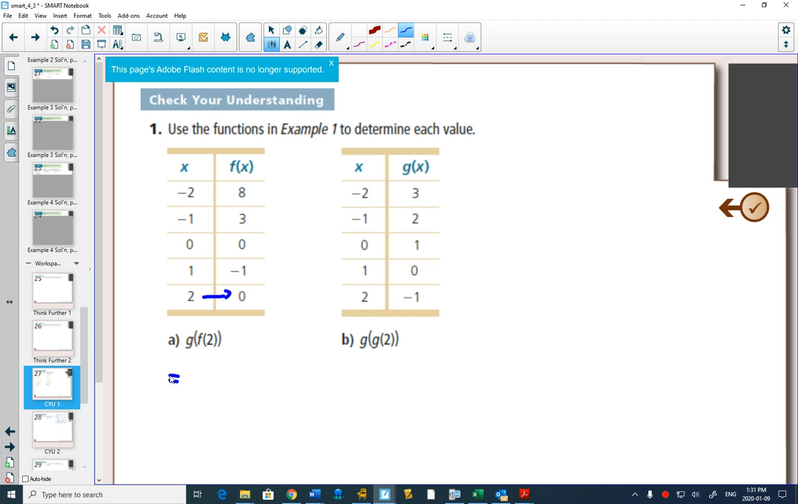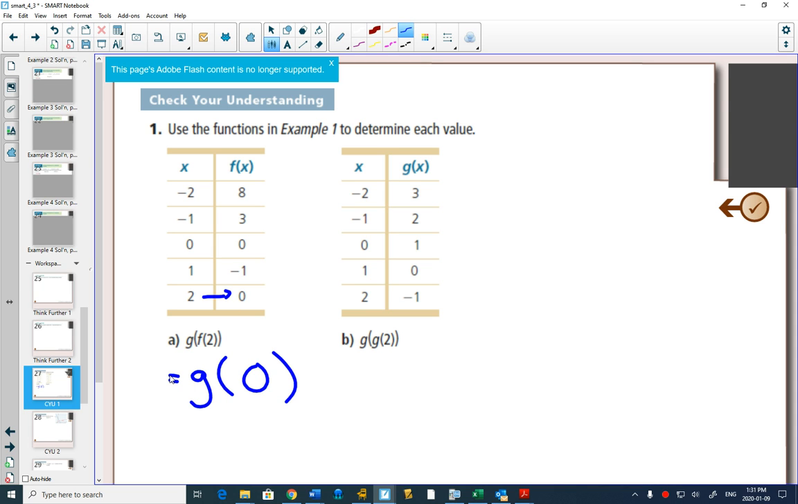2 goes to 0. The y value would be 0. Remember that f of x is like another way of saying your y value. So f of 2 is really asking, what is the y value when x is 2? And when x is 2, the y value is 0, so we can now replace the f of 2 inside the brackets. We know that the y value is 0. We can replace that with 0.